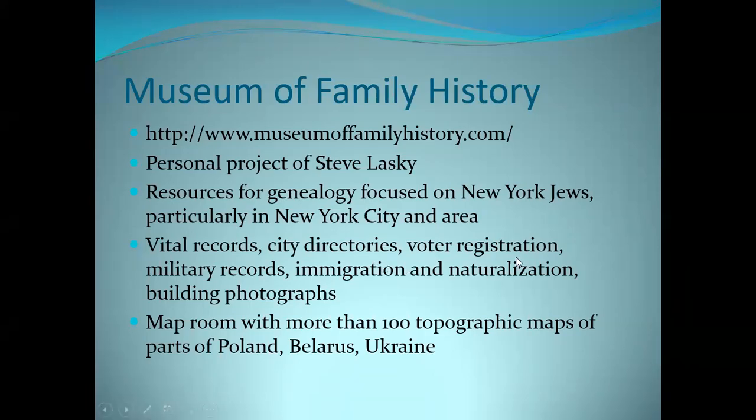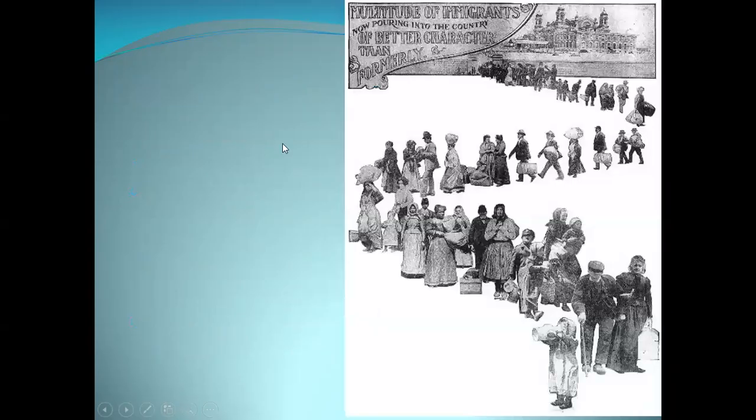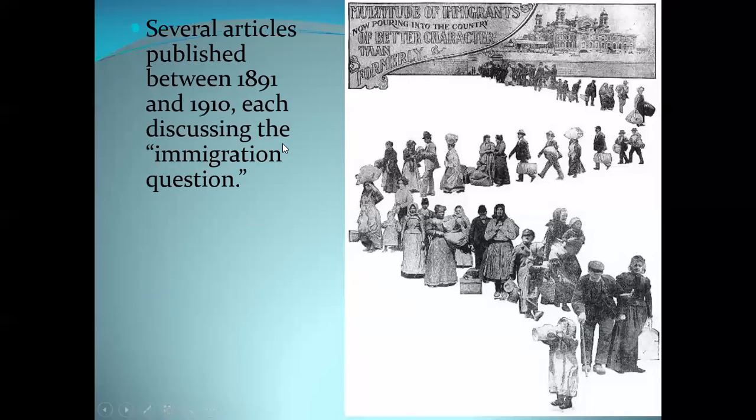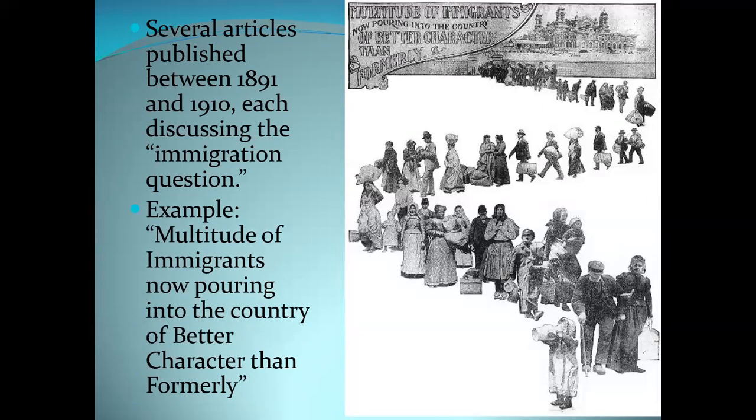So vital records, city directories, voter registration, military, immigration, naturalization, photographs of buildings. One of the more interesting things, he found a bunch of articles published between 1891 and 1910, which is that really big immigration period. So he found this article, multitude of immigrants now pouring into the country of better character than formerly. Okay, nice of you to let us know that. If you have New York City relatives, look through everything on his site and see what is helpful to you.